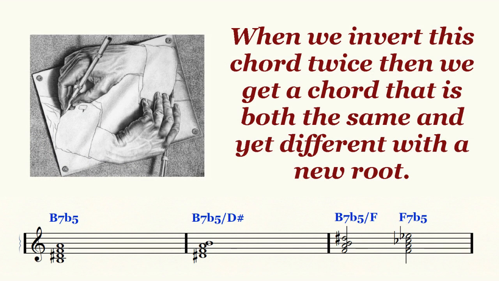Finally, something very strange happens when we have a dominant 7th chord with a flat 5. When we invert this chord 2 times, it is renamed to another dominant 7th with a flat 5. We do this simply to avoid the slash. So if we start with a B7 flat 5 and move to the second inversion of this same chord, we rename it to F7 flat 5.